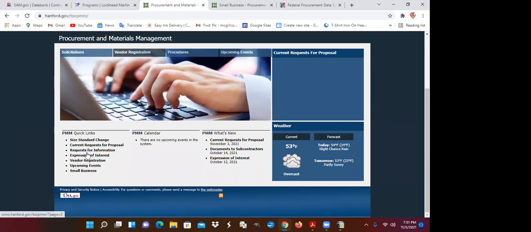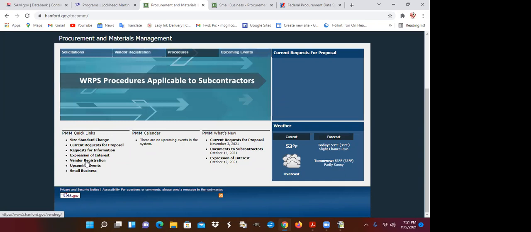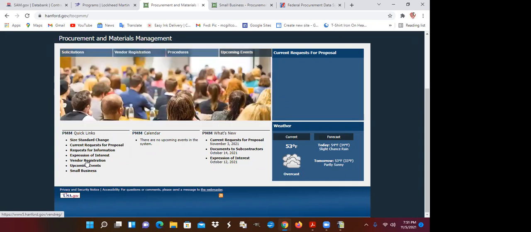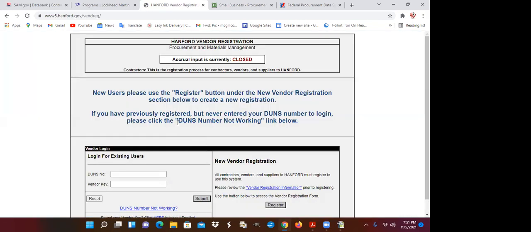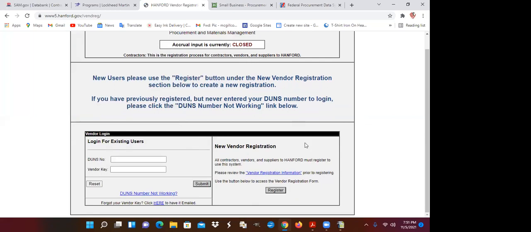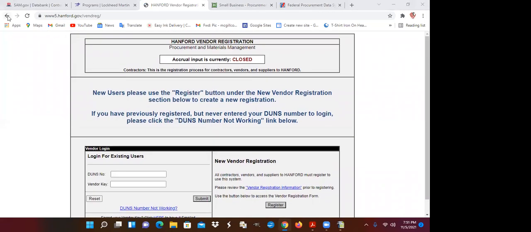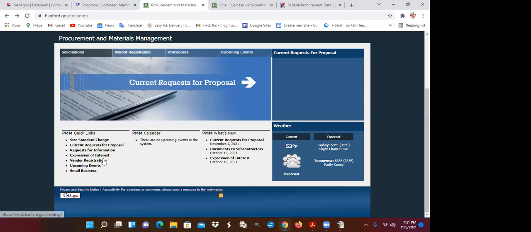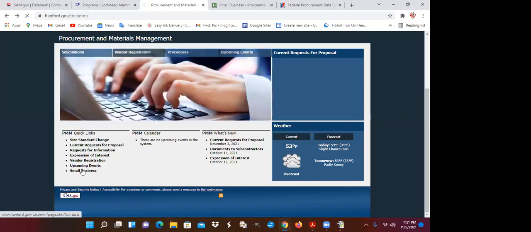But anyway, they got different little links right here. They have a vendor registration link. If you see a vendor registration link on any company's website, you want to make sure you click on that and actually come in and register with this company. See, and here's the new vendor registration right here. Move this around, and you'll just click there and register. So let me go back. Yeah, any company that provides that, you want to do that. But you want to come here and you want to go to small business.